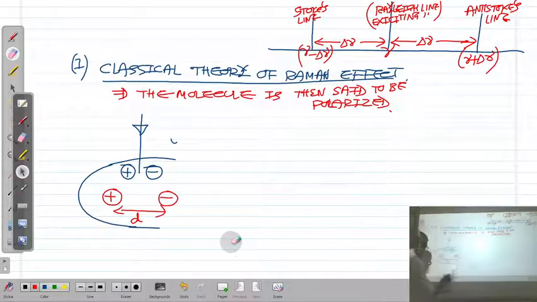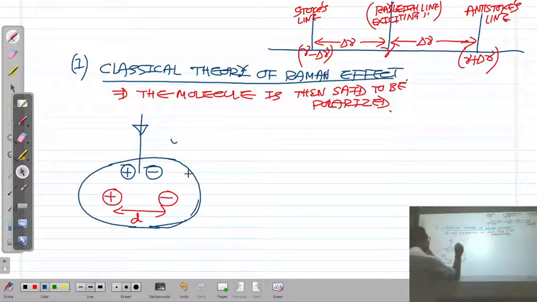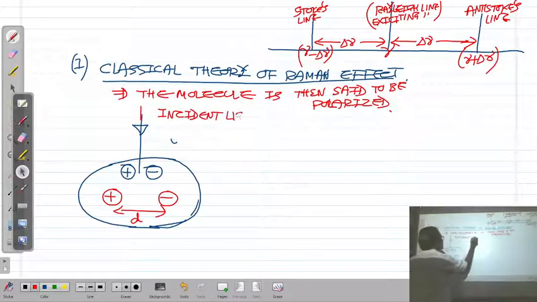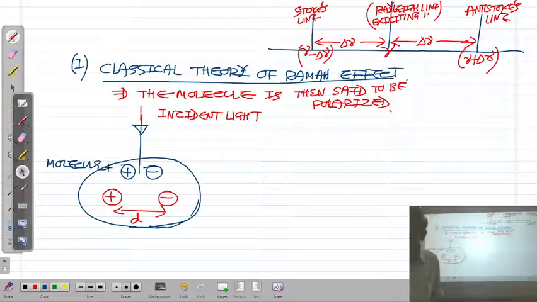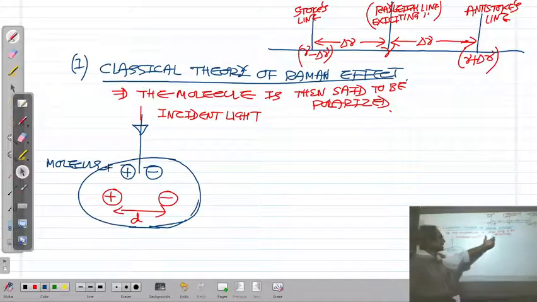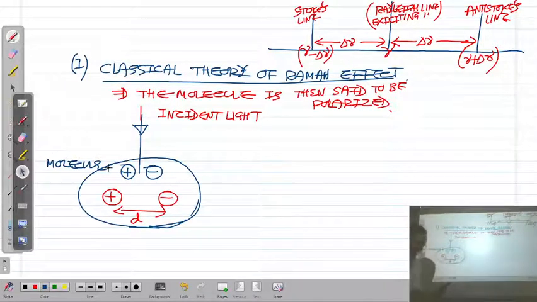Now we write the equations. This is the incident light. You know very well what the electric field of the incident light is. The electric field of the incident light is given by E is equal to E0 sin omega t. So I write that equation also.